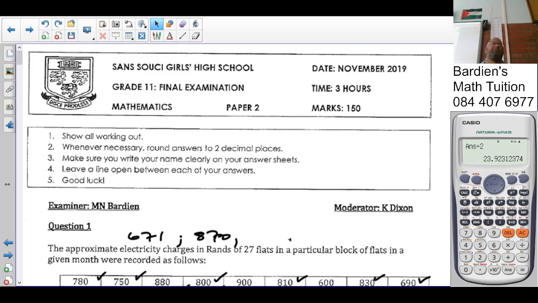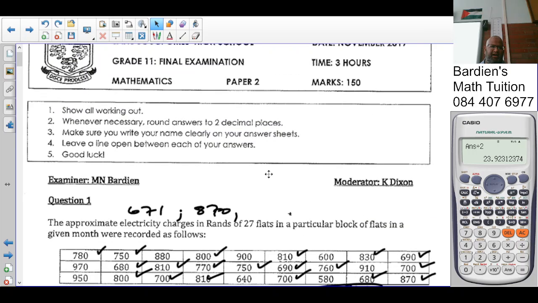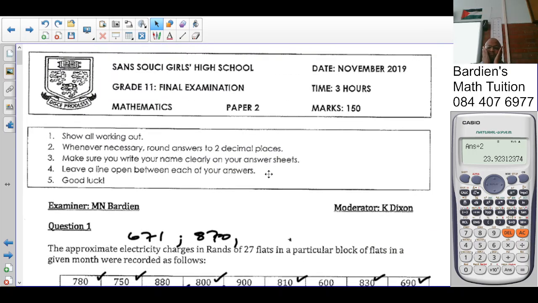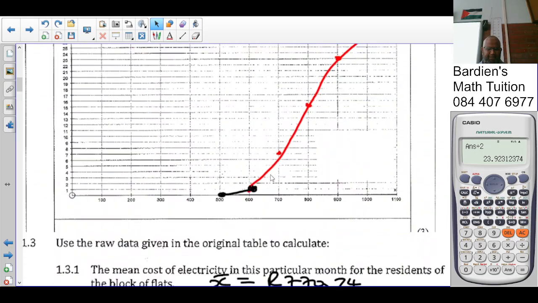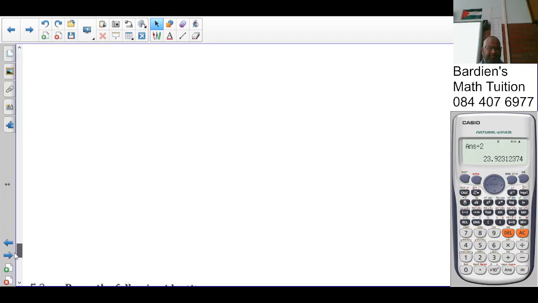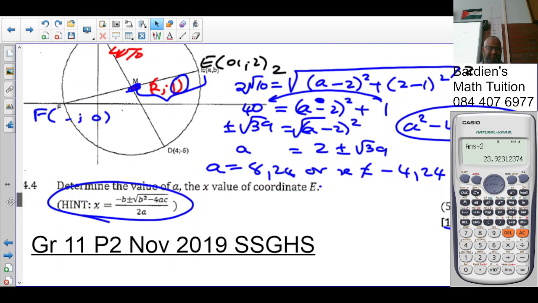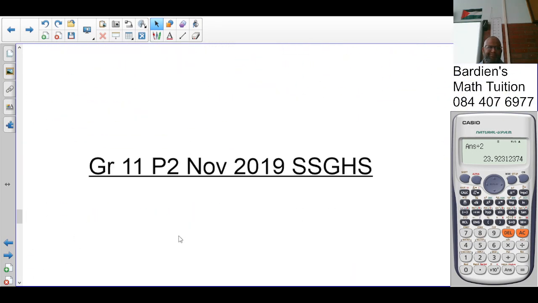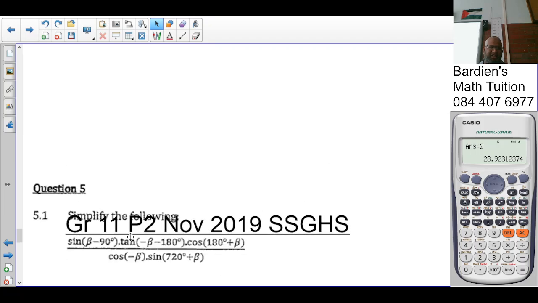Okay, good afternoon class. So today we're looking at past papers, the final exam of 2019. This was Paper 2 that we are working on. We got up until question 4. Right, so let's go to question 5.